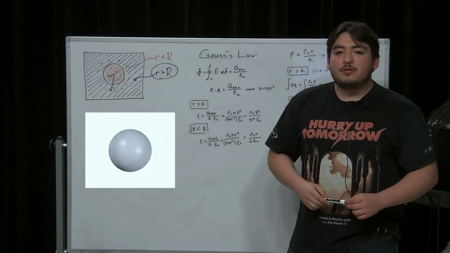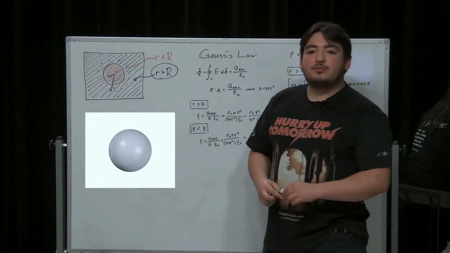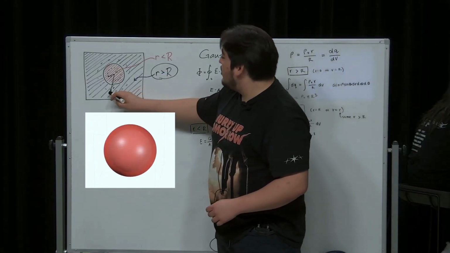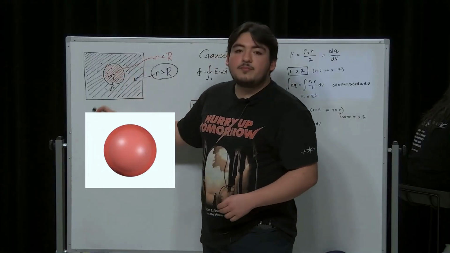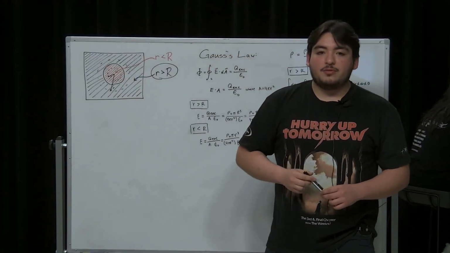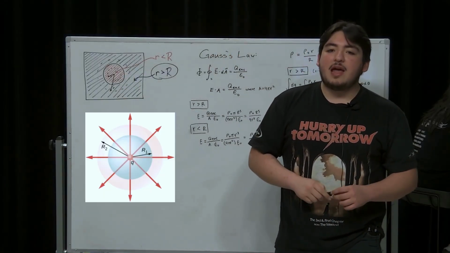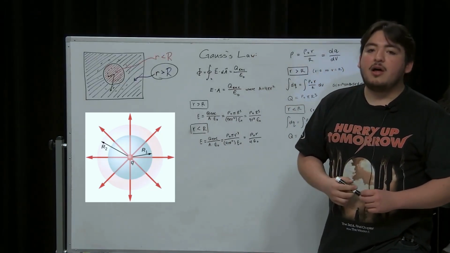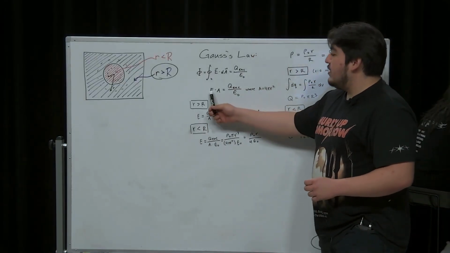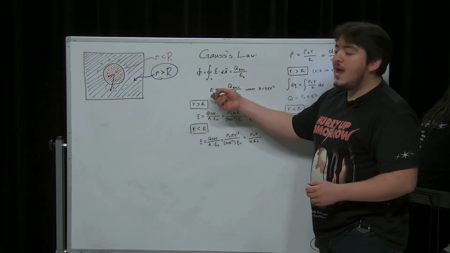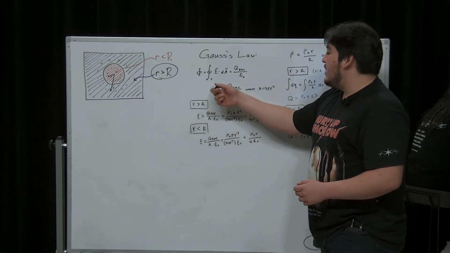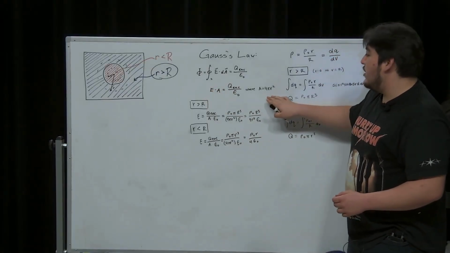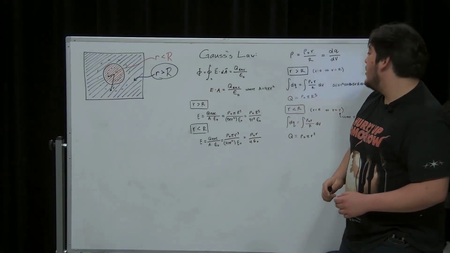Let's take a look at the field outside the sphere. We can choose a spherical Gaussian surface such that its radius, little r, is greater than the radius of the ball, big R. Thanks to the ball's spherical symmetry, the electric field is everywhere normal to the surface. So the left side of Gauss's law is simply the magnitude of the electric field times the surface area of the sphere A, where the surface area is equal to 4 pi r squared.